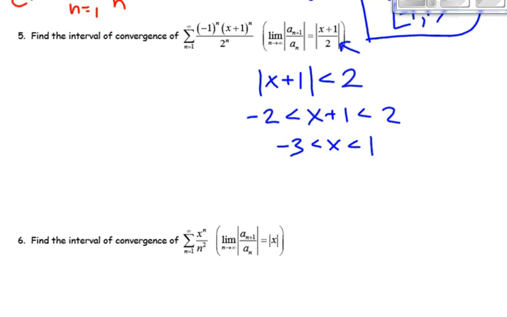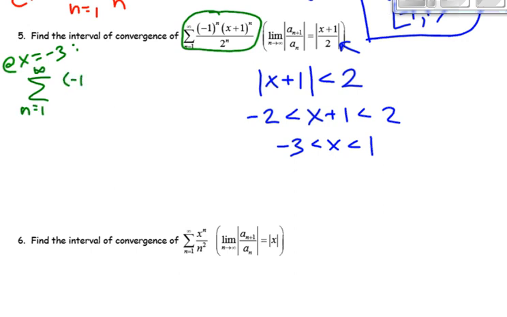Now when you go back into your series, notice you have that -1 to the nth. You do have to take that into account because remember, with alternating series, sometimes they will converge, but their absolute value doesn't. So make sure you take that into account when you test your endpoints. So I'm going to test at x equals -3 first. And so you get -1 to the nth times, plug in -3 for x, so you're going to have a little extra step here.